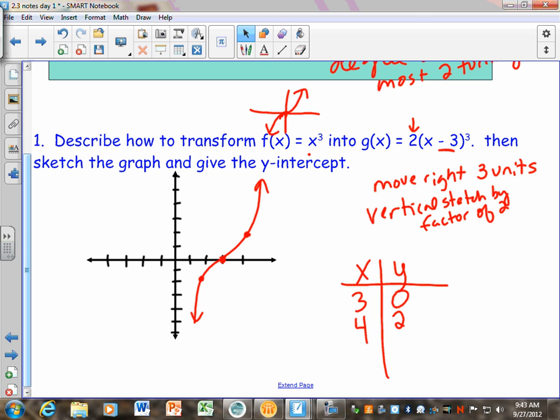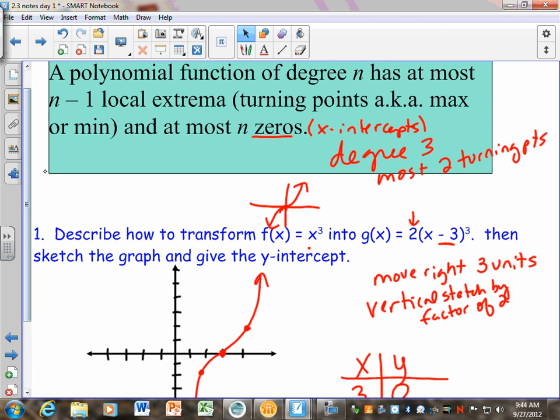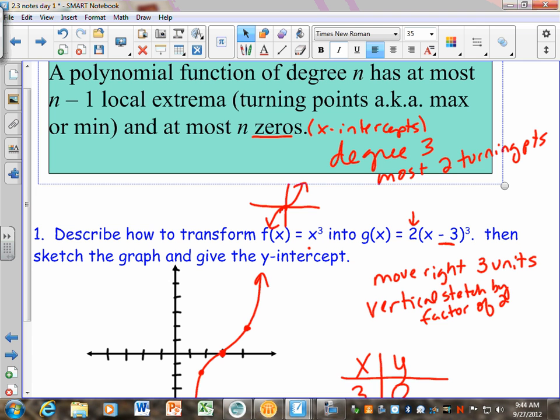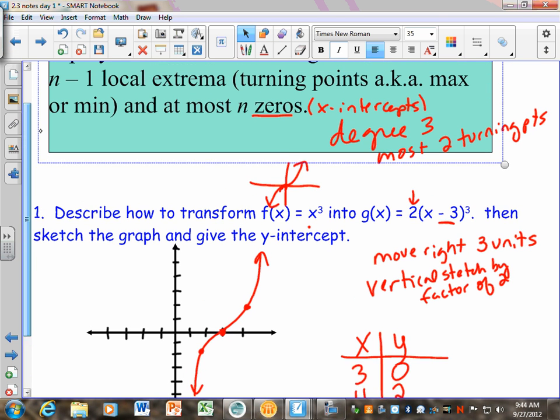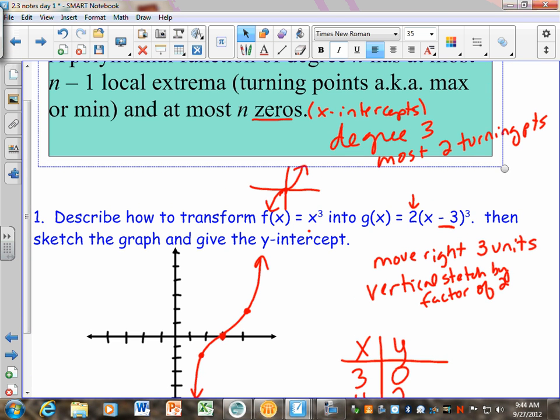So that equation, g of x, would that be a degree of 3? It would be a degree of 3, which means it has at most, doesn't mean it has to have, at most 2 turning points. How many does this one have? Does this have any max or min points on it? It really doesn't, but it could have, because it's a degree 3. How many solutions does it have? It has at most 3 zeros. How many zeros do we have on this one?